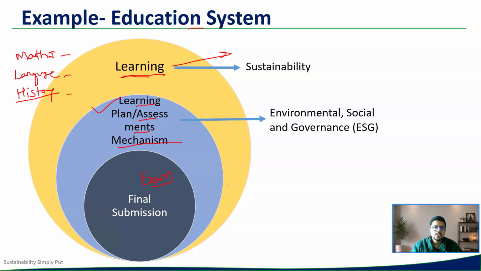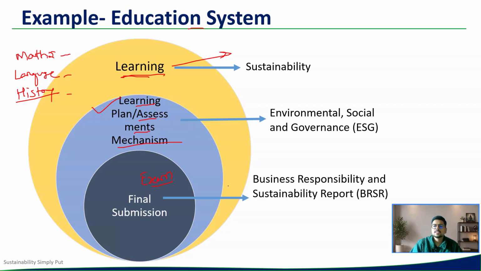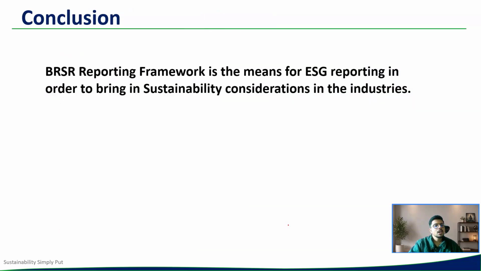In a similar way, for the organization, the learning you can compare with sustainability. This is an overarching concept. Out of that, how do we measure? That's how ESG comes into the picture, all the indicators and parameters. And the final report, where there is a standard or framework, is where BRSR comes into the picture. It's like a formal report for the organization. In this way, we can understand this in very simple layman's language. I hope this clears the concept for you.